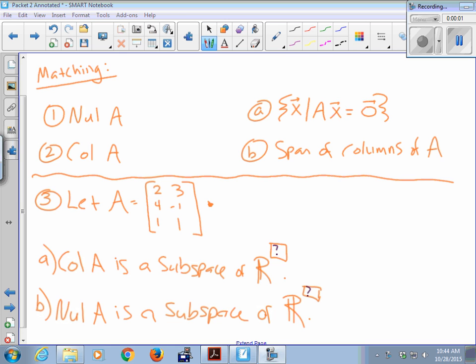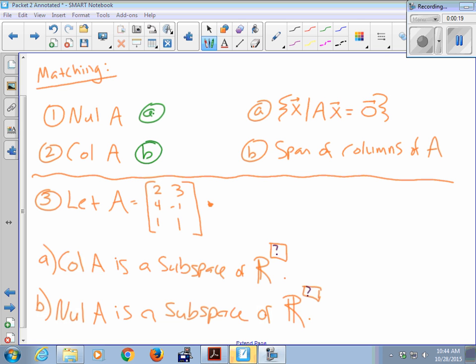The null of A or B? A. It's the set of all x's such that A times x is the 0 vector. Good. And the col of A, B, obviously, it is just the span of the columns of A. A is R3, I think.